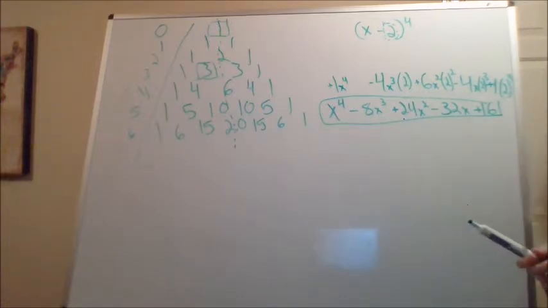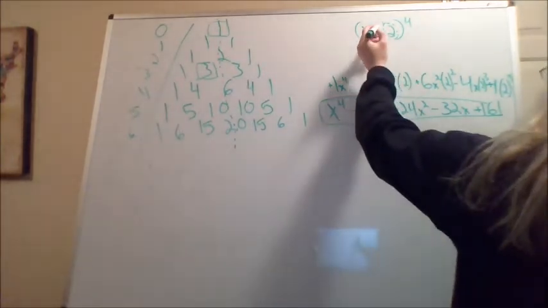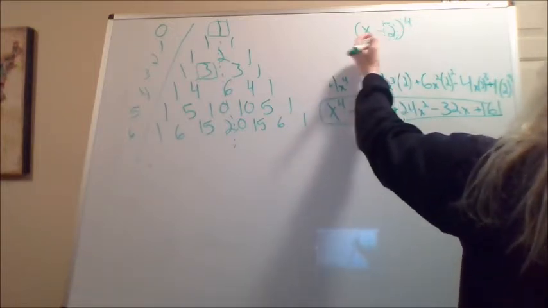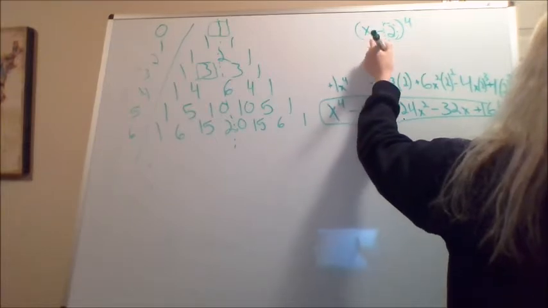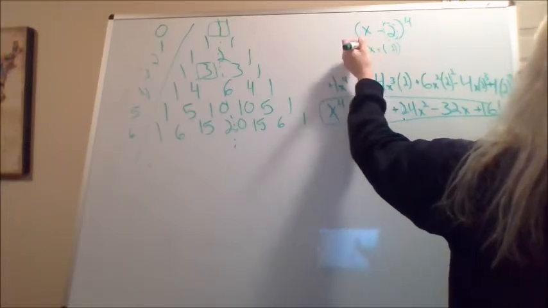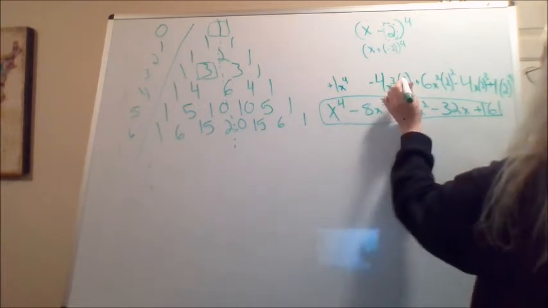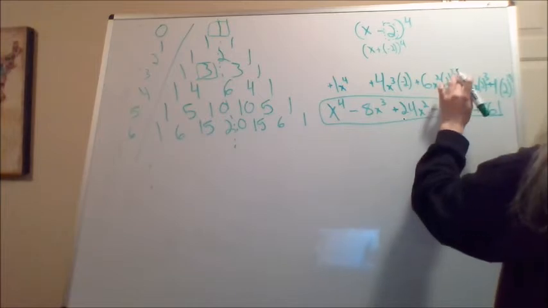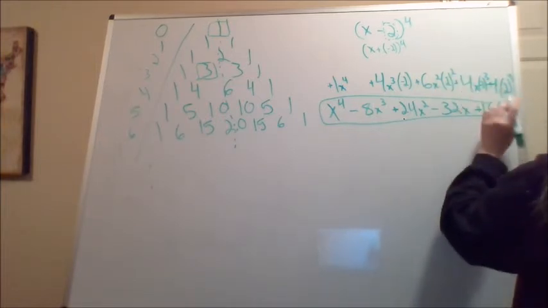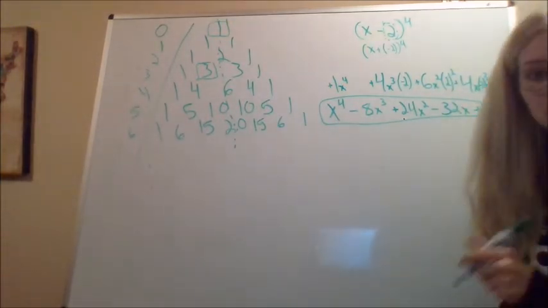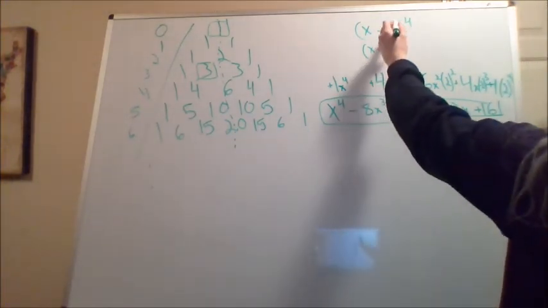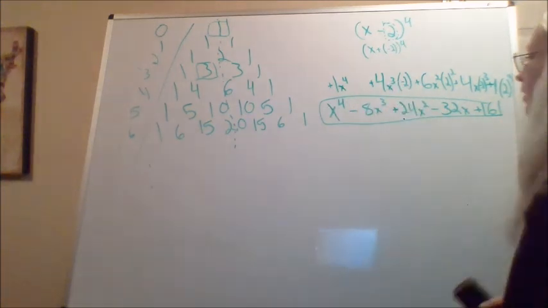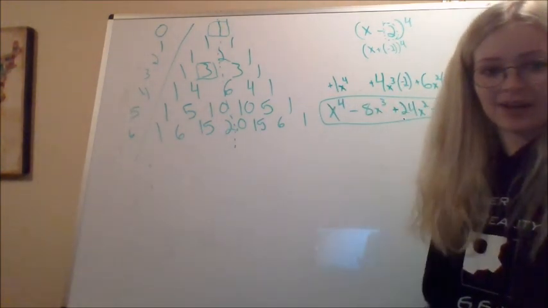Now, why do we alternate the signs though? Well, if we were instead to take x plus negative 2 all to the fourth and actually put in the negative in here, we wouldn't need to remember to alternate. But a lot of people find it much easier just to take the positive 2 here and then account for the negative when you assign your signs right there. So that's Pascal's triangle.